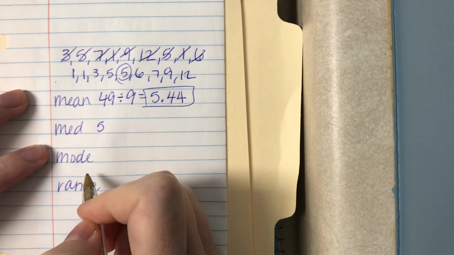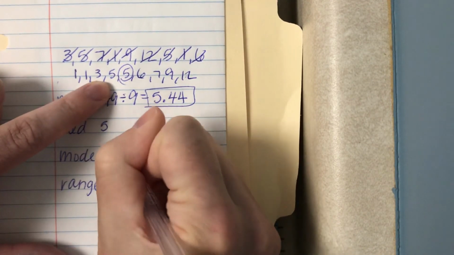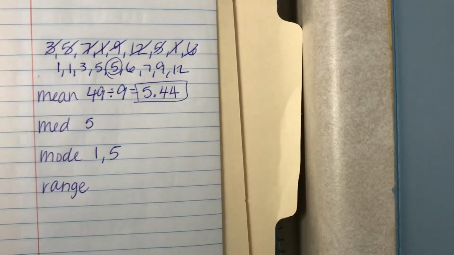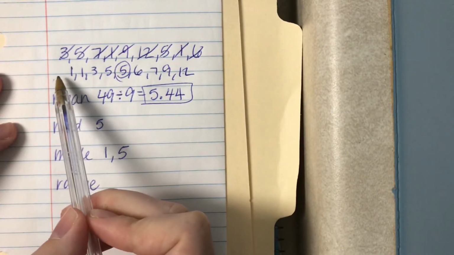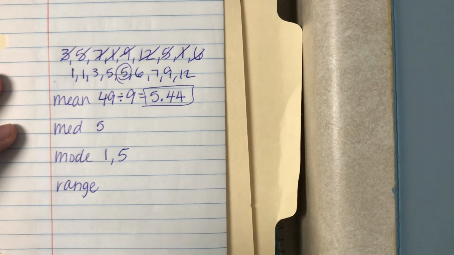Mode, the number I see most often. So I see 2 1s and I see 2 5s. So I'm actually going to have two modes in this case, so 1 and 5. If I had like another 1 here, then 1 would be my only mode because there'd be 3 of those and only 2 5s.